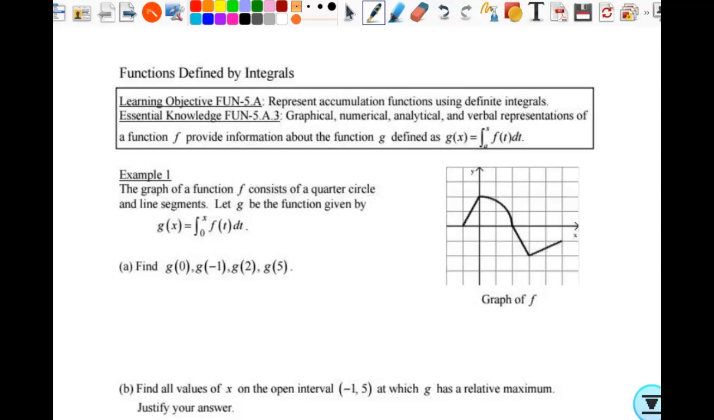Get it back tomorrow. All right, so we're going to look at functions defined by integrals. We're still going to be spending lots of time with integrals here.